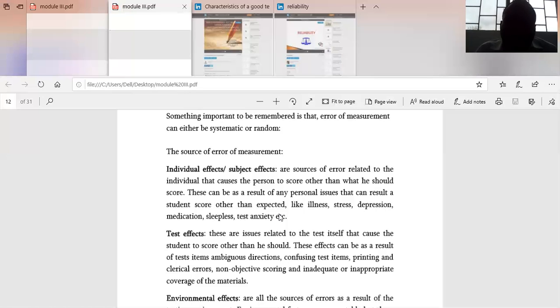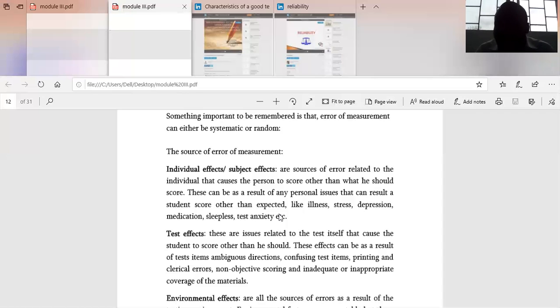Sometimes printing and clerical errors. You find that the paper was just having errors in terms of printing. It may cause the variance, the inconsistency of the results, of individual results.